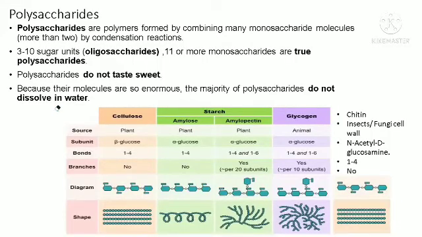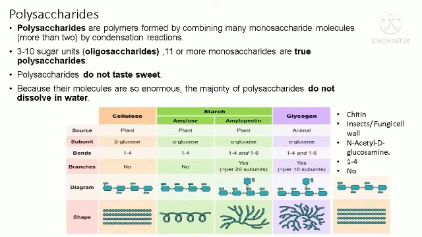This brings us to the polysaccharides. So polysaccharides are made up of many saccharide units, more than 10 units. If you've got 10 and below, but above 2, so 3 to 10 saccharide units, these are known as oligosaccharides, whereas 11 or more monosaccharides are the true polysaccharides.